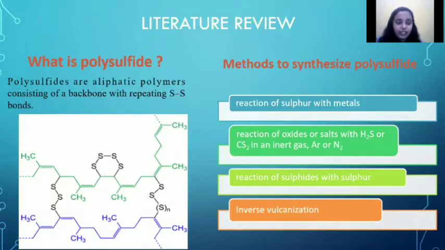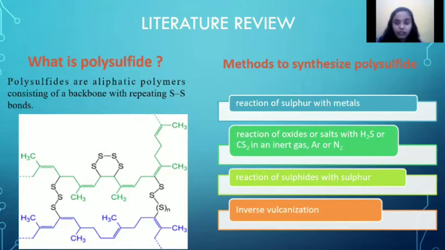Polysulfide is a long polymer chain which contains the sulfur-sulfur bond when the waste cooking oil cross-links with the sulfur. The sulfur-sulfur ring opens and cross-links with the carbon-carbon double bond of the waste cooking oil. That is called the inverse vulcanization method that occurs to synthesize polysulfide.